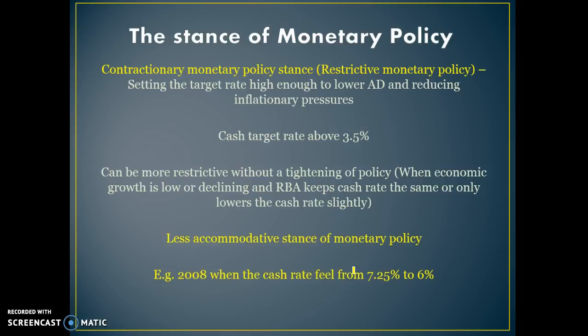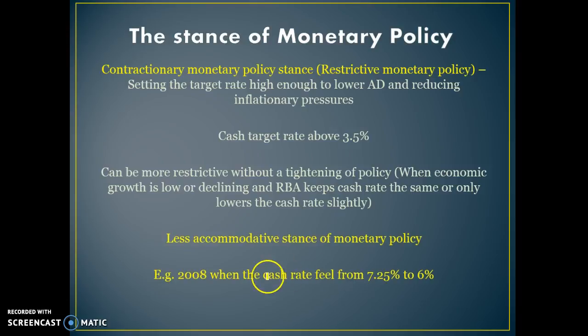The RBA can be more restrictive without actually tightening monetary policy. So if economic growth was going really slowly or we were entering a recession and the RBA decided to keep the cash rate the same, we would generally refer to that as being less accommodative or contractionary as well, because they're not decreasing the cash rate by enough to stimulate economic growth.